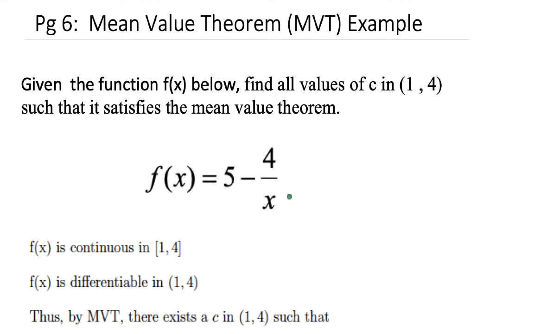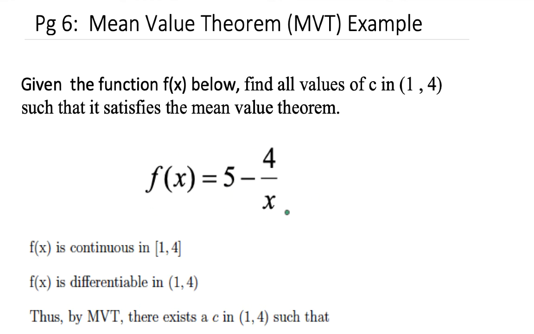Let's look at this example. f(x) is given by 5 minus 4 over x, and we would like to find all the values c in the interval 1 to 4 which satisfy the mean value theorem. Before we can apply the mean value theorem, we have to make sure that the conditions are met.